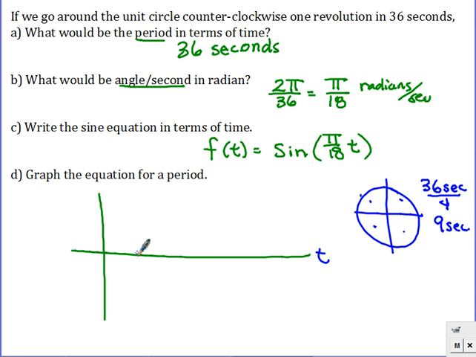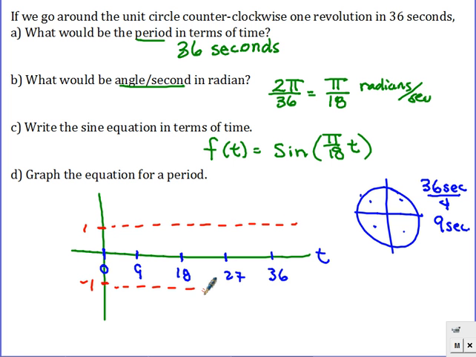So every 9 seconds: 9, 18, 27, 36. I broke that up into 1, 2, 3, 4 chunks. So why is that important? Well, we basically have 5 points we want to plot. We're going to go up 1 and we're going to go down 1. I'll give us a little guide here. All right, so in 36 seconds, we need to complete one full cycle.